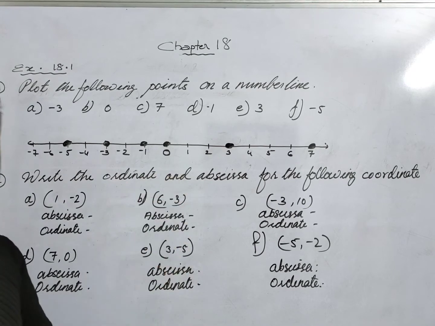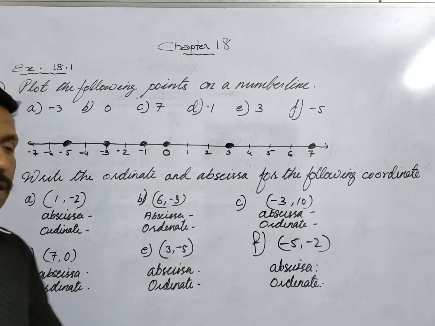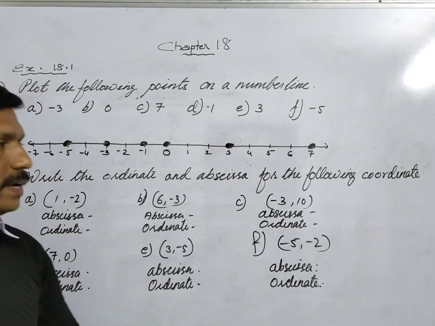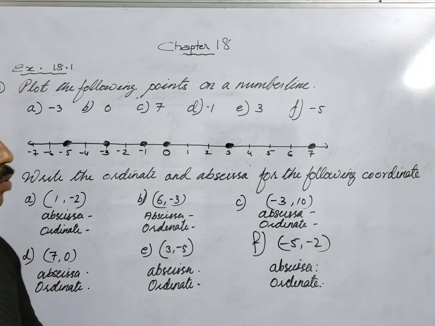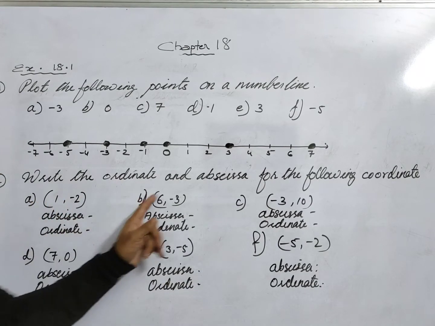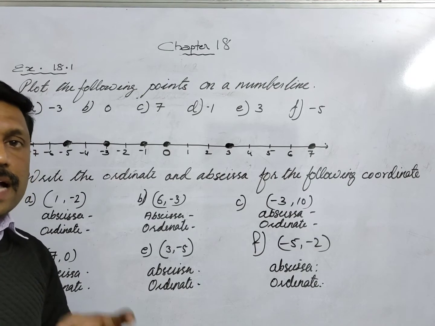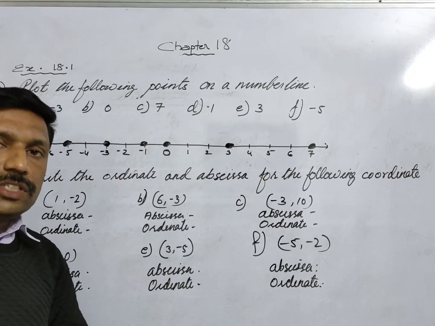In this way we can represent the numbers on a number line. And look at the second question. Write the ordinate and abscissa of the following coordinates. Here coordinate points A, B, C, D, E, F are given. Six coordinate points are given. In that, which is the ordinate and which is the abscissa?